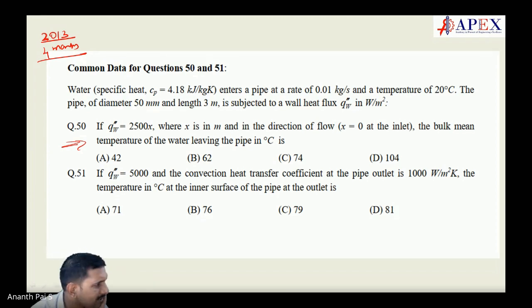Exactly. That is a Q. Correct. So Q at exit is equal to 2500 into 3 meters. Correct. Q exit is then what they have asked? They have asked bulk mean temperature. But to take the mean of the level.